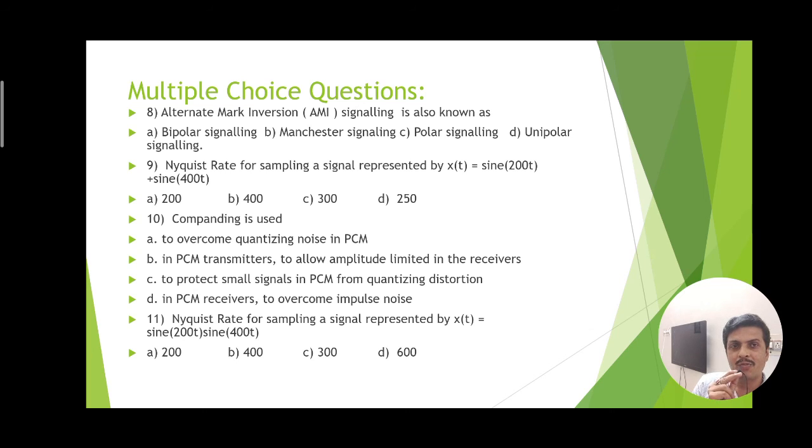What is the Nyquist rate for sampling a signal xt equal to the product of sin 200t and sin 400t? The sin A sin B formula can be converted into cos of A minus B minus cos of A plus B. So the highest frequency component is cos of A plus B, that is 200 plus 400, which gives you 600t. If we divide 600 by 2 pi, that gives 600 by 2 pi as the message frequency. Sampling rate means we have to multiply it by 2, so that will be 600 by pi. Therefore option D is the correct answer.